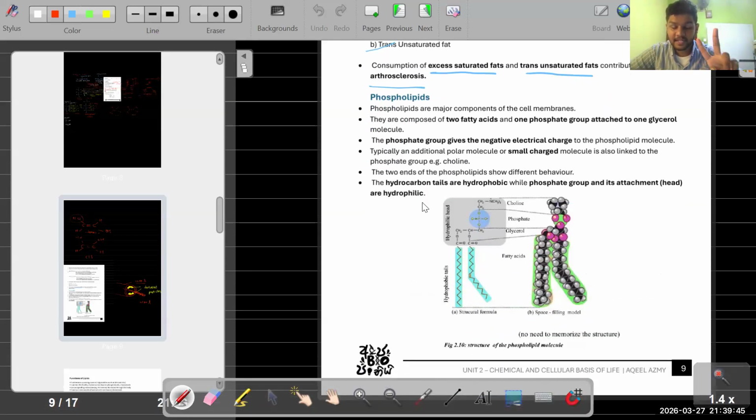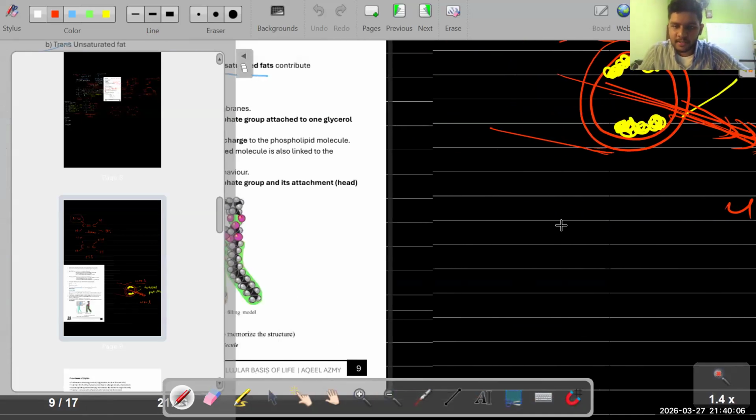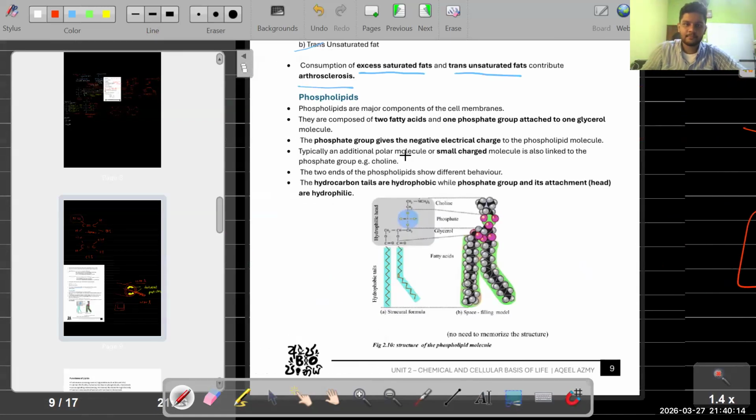First one was fat. We understood about fats' function, about its structure, how it forms, and what the types of fats are. Now we are coming on to phospholipid. Phospholipids are major components of the cell membrane. If you see the cell wall, inside it the plasma membrane is present. That plasma membrane contains phospholipids in it.